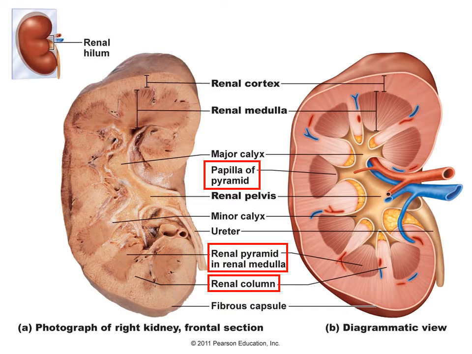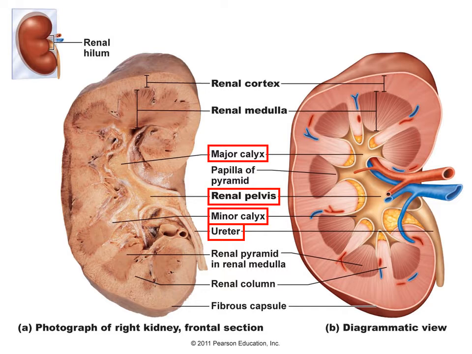We also have in here the renal columns, which are between what are known as the renal pyramids. The renal pyramids are located in the medulla area. This is where the majority of the production of the urine is going to occur. This is where the filtration, secretion and reabsorption processes are going to occur. So this is where most of the business of the kidney is occurring, in this pyramid.